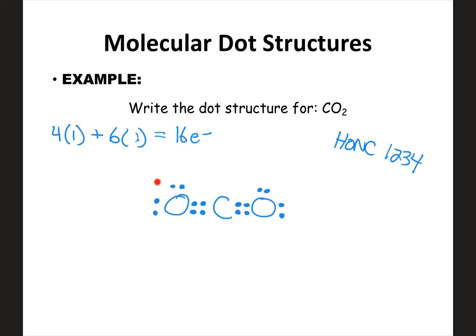If you check, this oxygen has 8 around him, this oxygen has 8, and carbon has 8 as well. Carbon even works with HONC. If you look at HONC 1, 2, 3, 4, it says that carbon likes 4 bonds. Essentially, carbon has 4 bonds.